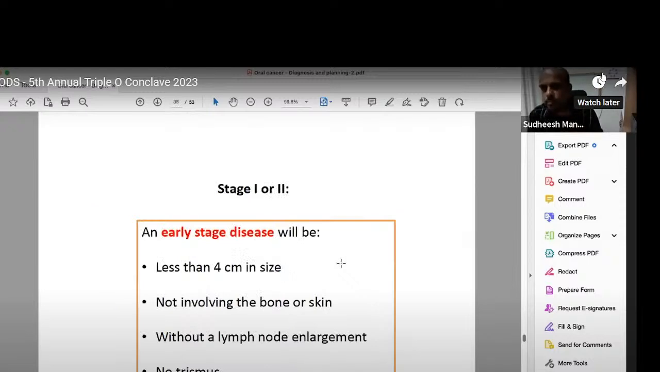But at least you should be able to divide the whole lesion into early stage disease or an advanced stage disease. For example, stage 1 or stage 2 disease is called an early stage, and stage 3, stage 4 is an advanced stage. So why? Because I'll tell you later.